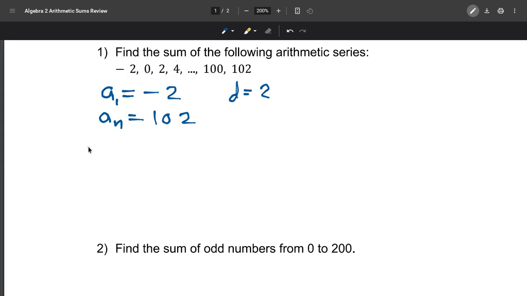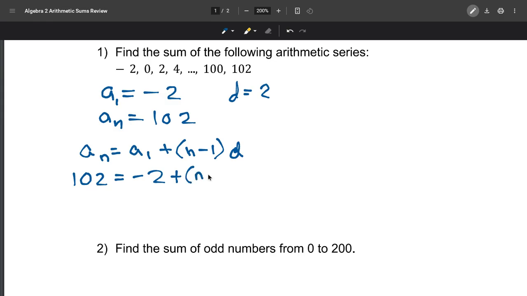So we're going to use the explicit definition: a sub n equals a sub 1 plus n minus 1 times the common difference d. Okay, so a sub n is 102, so 102 equals -2 plus n minus 1 times 2.